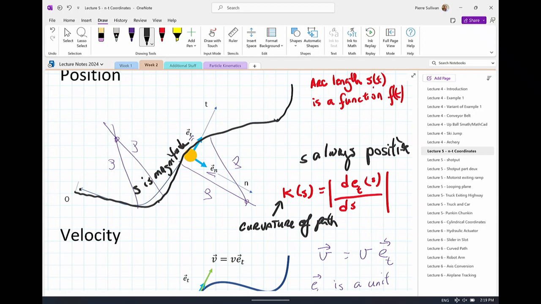So that's going to be the curvature of the path, and it's a function of the direction of the unit vector E sub t along the path. So as you travel along the path and as it changes, the magnitude of that rate of change is going to tell me something about curvature.